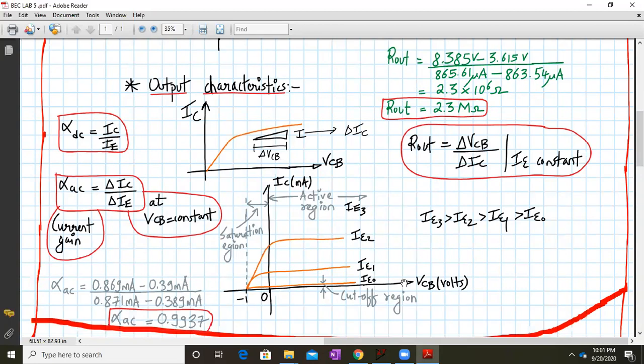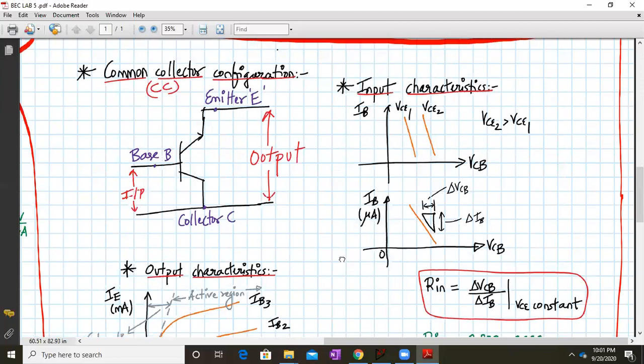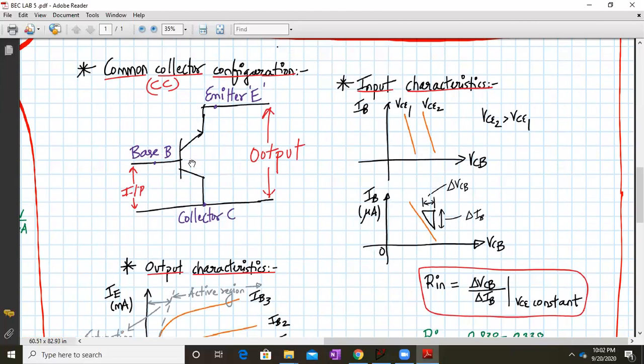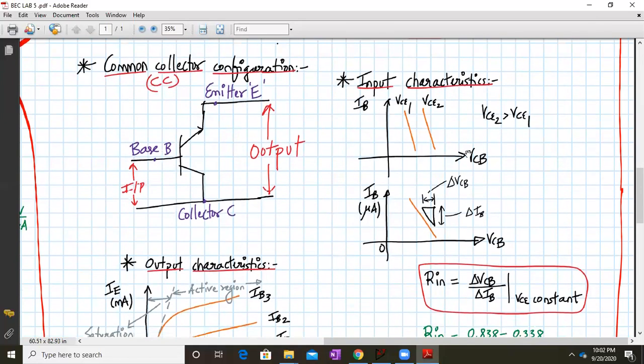Okay, so now we'll go to the last configuration, that is common collector. Now this is a little tricky because very little information is given about the common collector configuration, but mind you, it is a very useful configuration. For common collector configuration, my collector terminal is common between my input and output. Here my input consists of base and collector, and my output is the emitter and collector. So here my input characteristics is between the input current and the input voltage, which will be IB versus VCB at different values of output voltage, that is VCE.